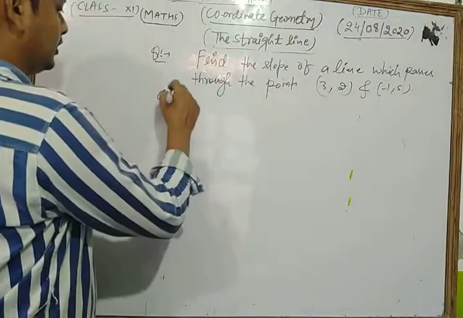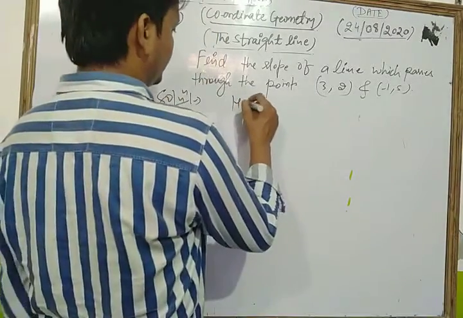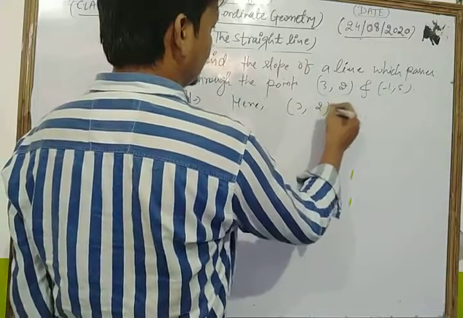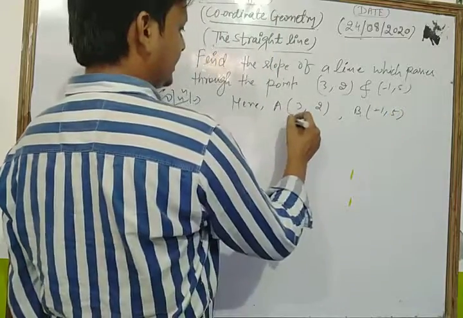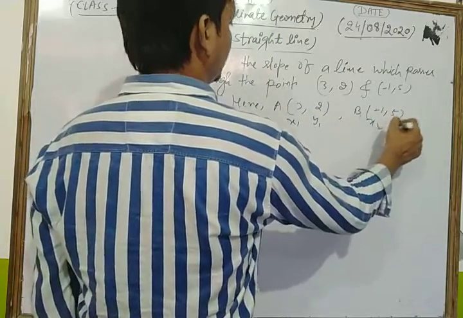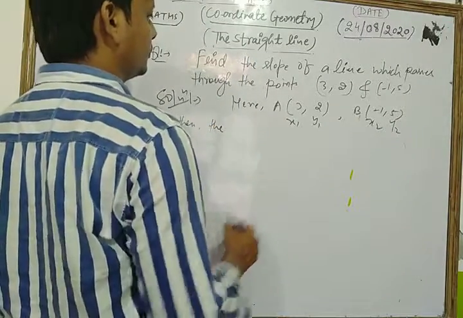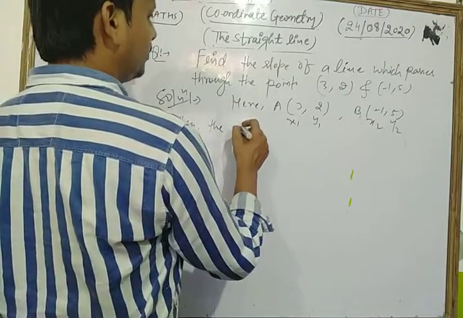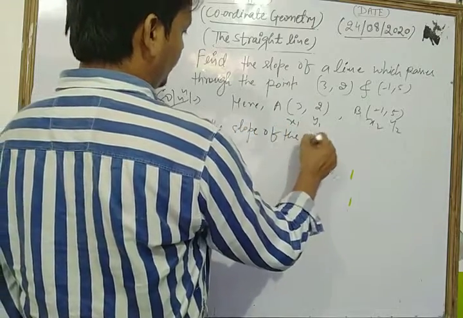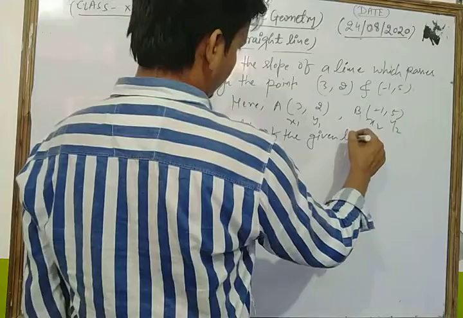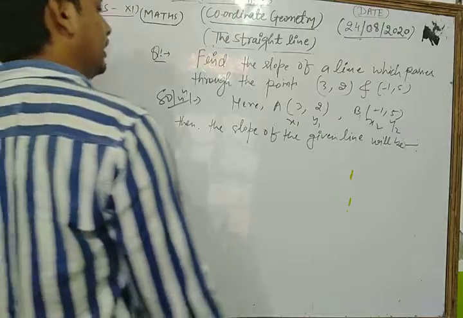Dear students, in that question we have two coordinates, 2 points. Let A be 3, 2 and B be minus 1, 5. We take them as x1, y1 and x2, y2. Then the slope of the given line will be what?